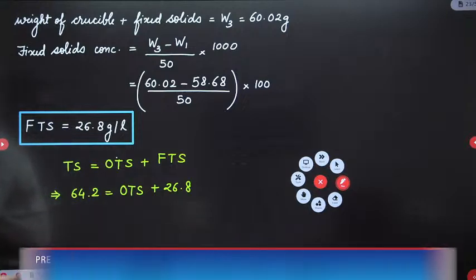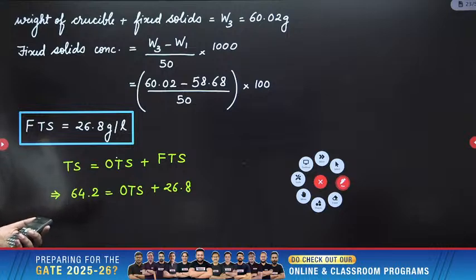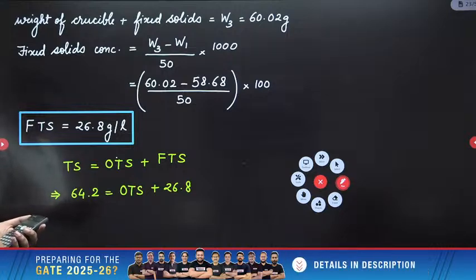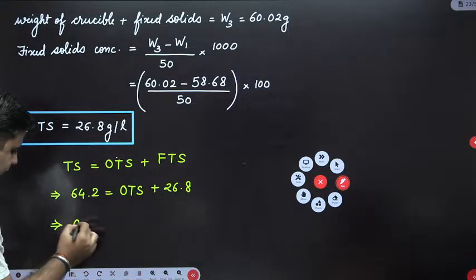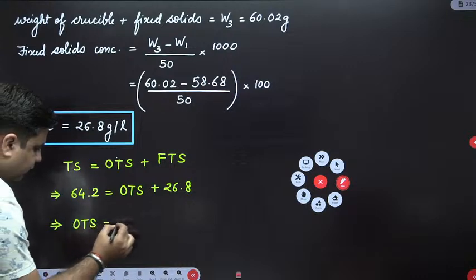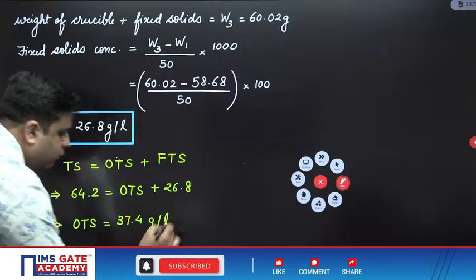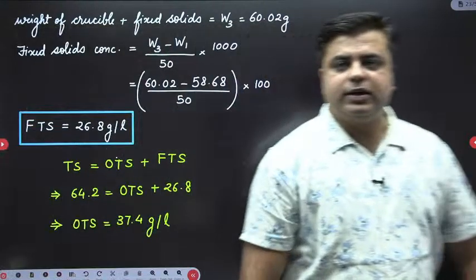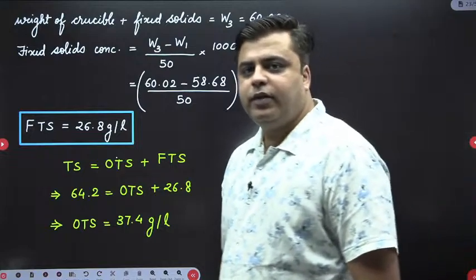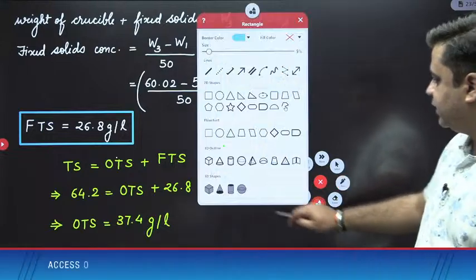Calculate this quickly. So this is 64.2 minus 26.8. So this will be 37.4. Organic total solids is 37.4 gram per liter. Just quickly confirm this. Organic total solids will be how much? 37.4. Very good, Kirti. Kirti has directly calculated this percentage fraction.